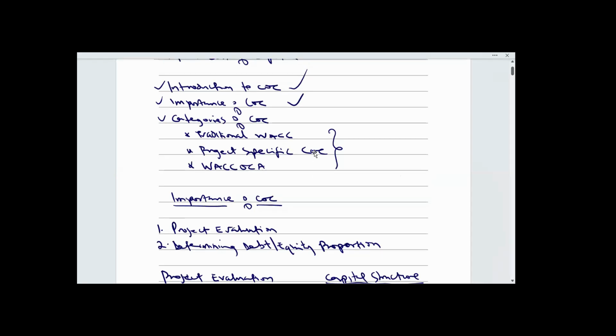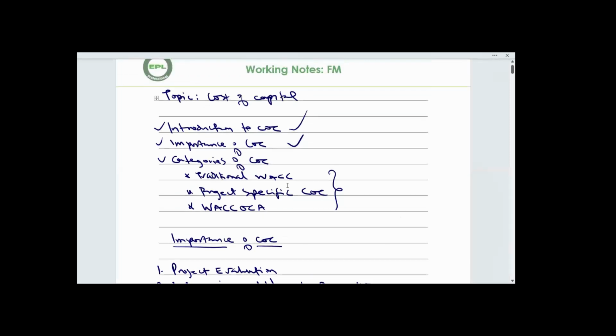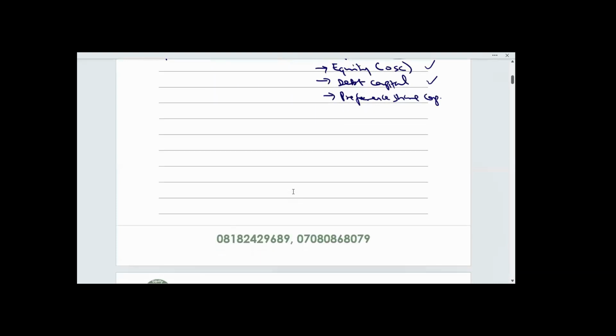As shown in the outline under cost of capital, there are three categories of cost of capital: traditional WACC, project-specific WACC, and then WACC of the combined activity. So let's talk about traditional weighted average cost of capital.